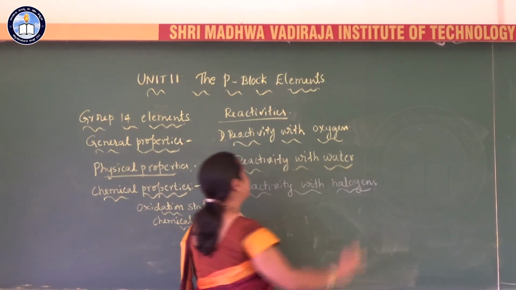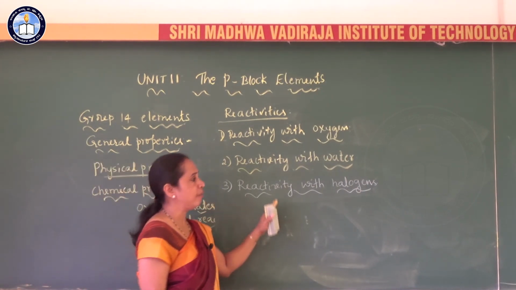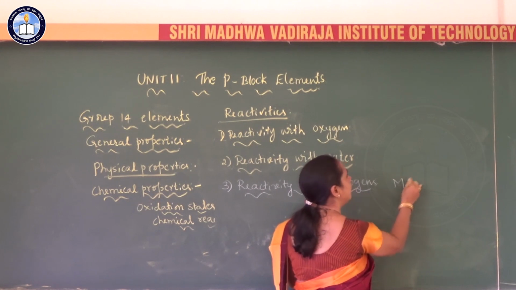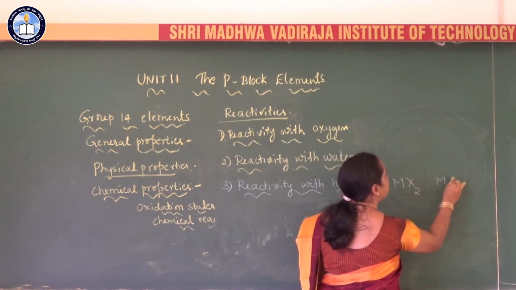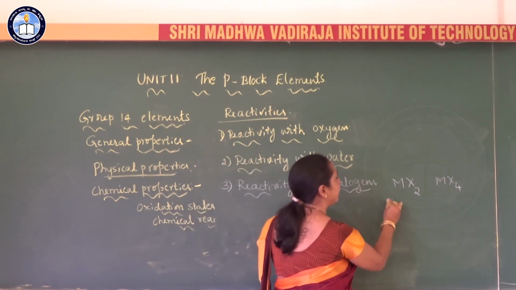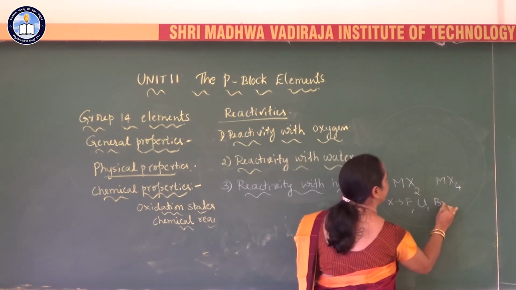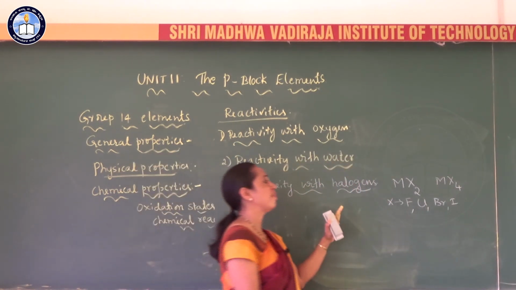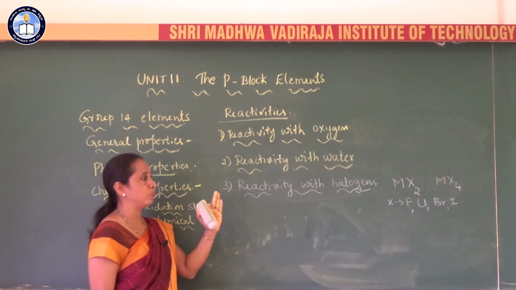Halogens. All group 14 elements react with halogens and form 2 types of halides with general formulas MX2, dihalides, and MX4, tetrahalides. Here X is either fluorine, chlorine, bromine or iodine. So group 14 elements form 2 types of halides, MX2 and MX4.